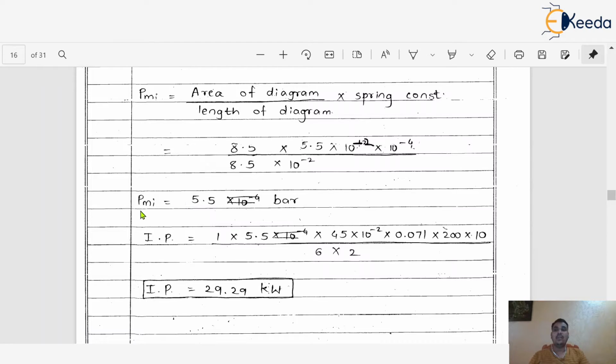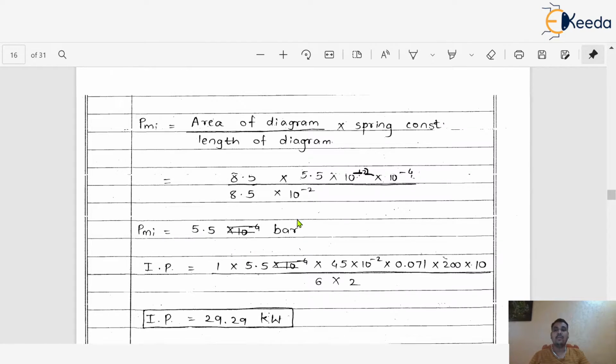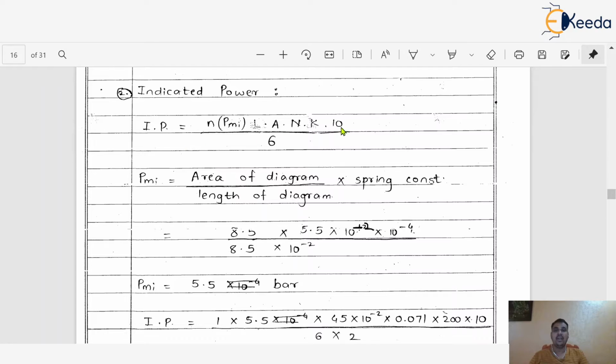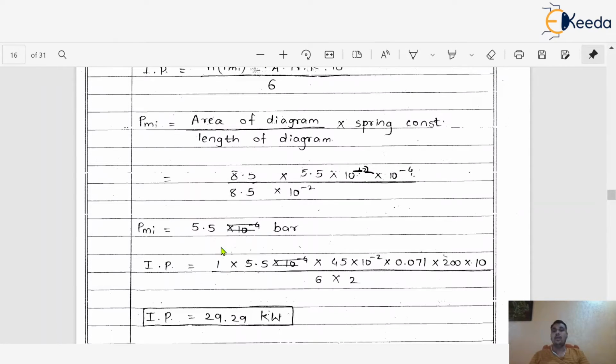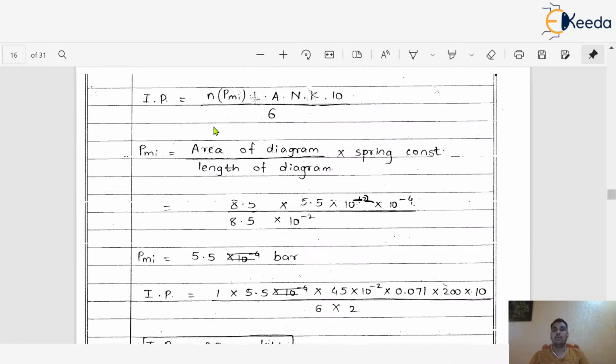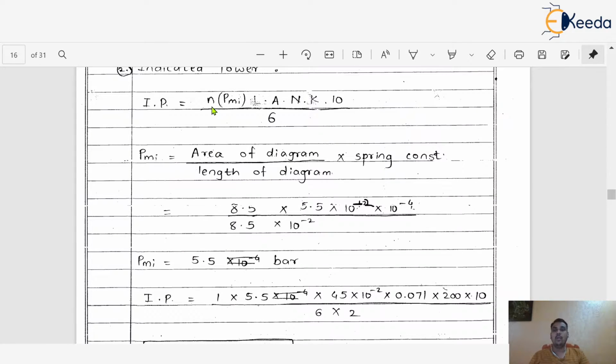So similarly, we can put the calculated value of PMI in this indicated power formula. Just put the particular values in the above formula. The value of n is equal to 1 as it is given in the problem. Number of cylinder is 1. PMI, that is the calculated value, is 5.5, into the stroke length of the engine, which is given in the problem, again in centimeter, 45 centimeter converted into meter. So multiply by 10 raised to minus 2.